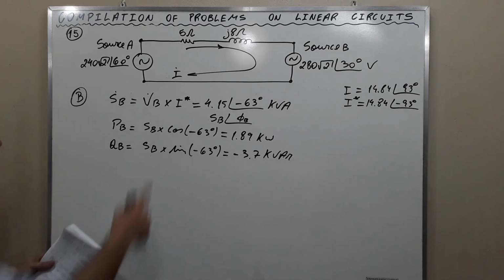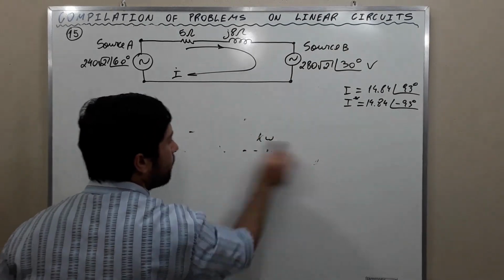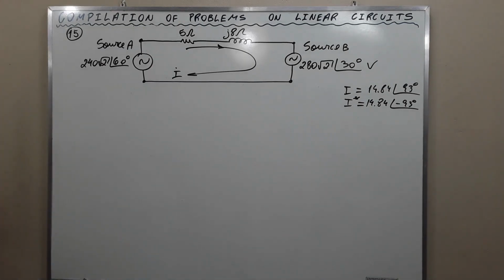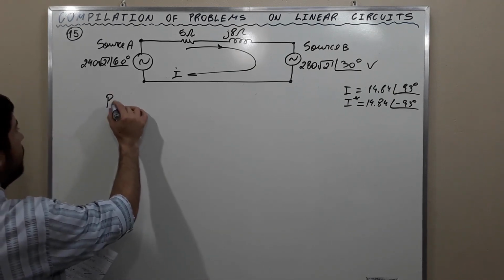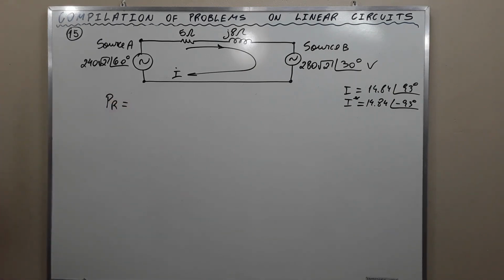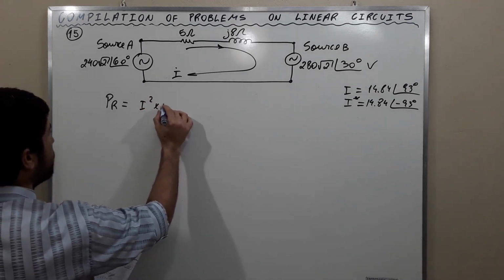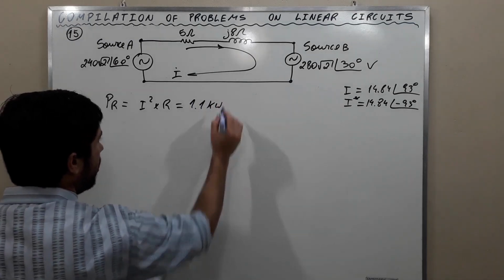Let's calculate now for the resistor. The resistor does not consume nor produce reactive power. The resistor only consumes real power. So it is going to be I squared times R, which is equal to 1.1 kilowatts.